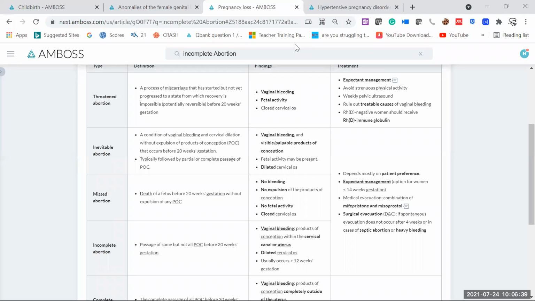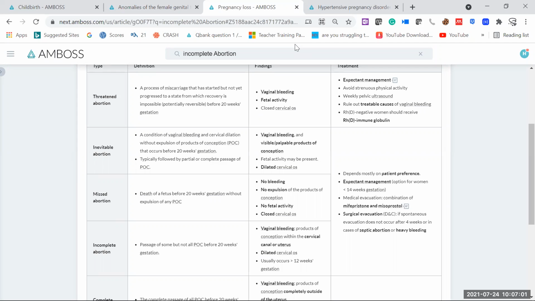So we have medical evacuation as well. We can give mifepristone and misoprostol. This is, in terms of medical abortion, what we can say, but of course on the ground that there is no fetal heart, and of course the mother is stable. Surgical evacuation, of course, dilatation and curettage can be a choice, but it is used if spontaneous evacuation does not occur after 4 weeks, or in case of septic abortion or heavy bleeding.